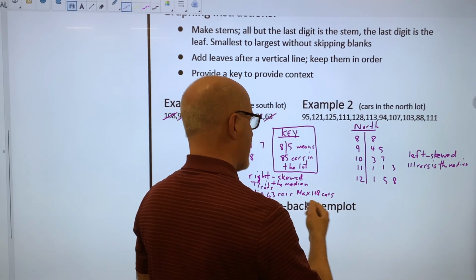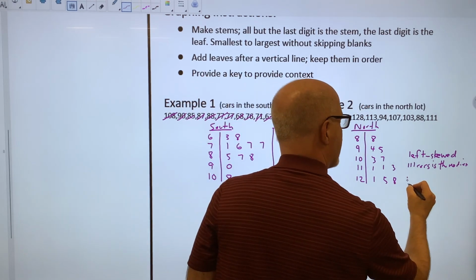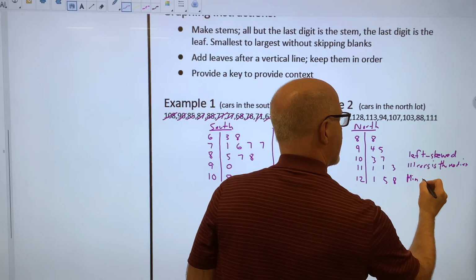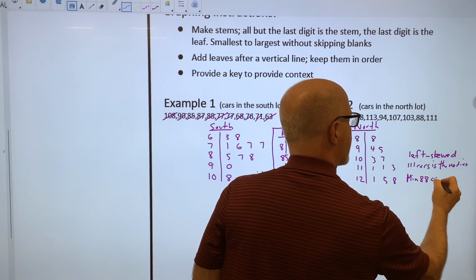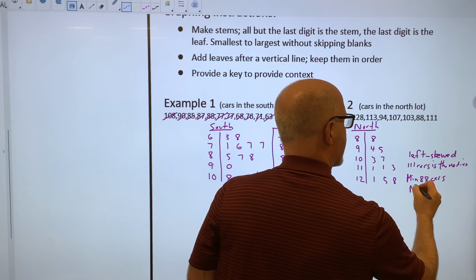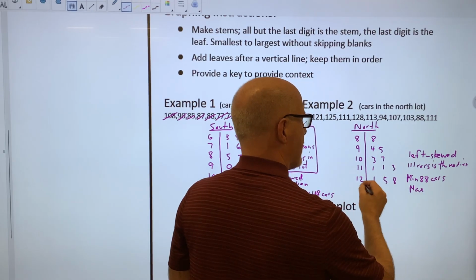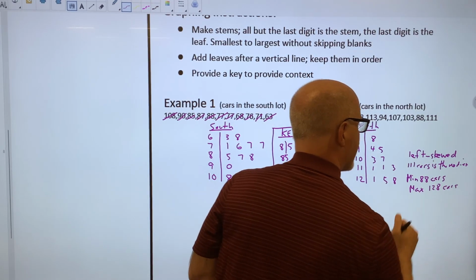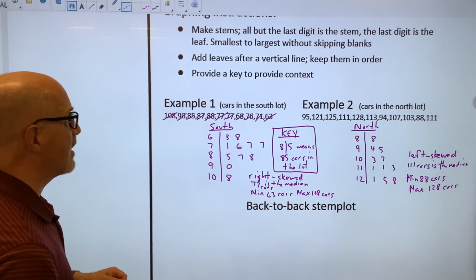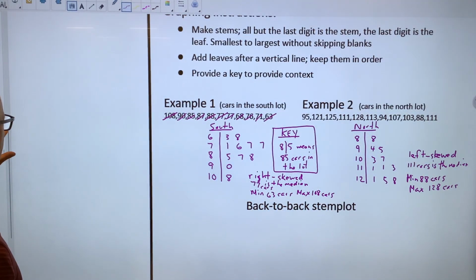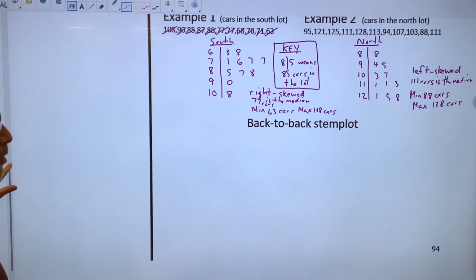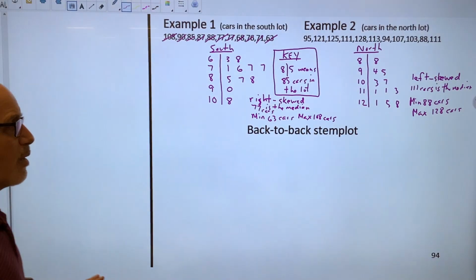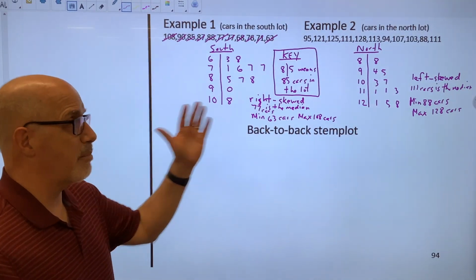And then I talk about the min and the max. So the min for this one is 88 cars, and the max is going to be 128 cars for it. So that's a stem plot, sometimes called a stem and leaf plot. Now we can put these together and do a back-to-back stem plot to compare these.